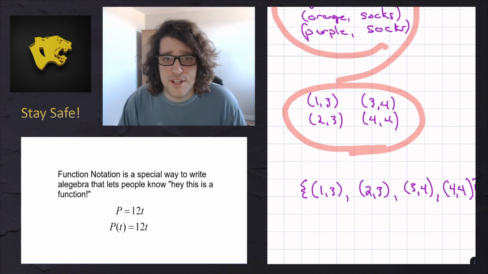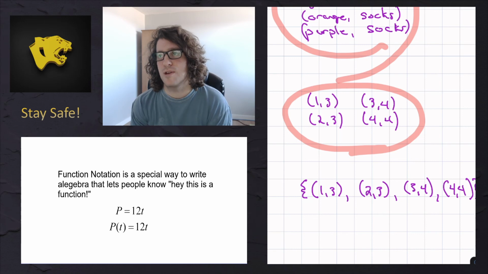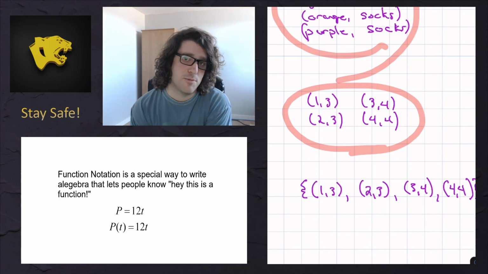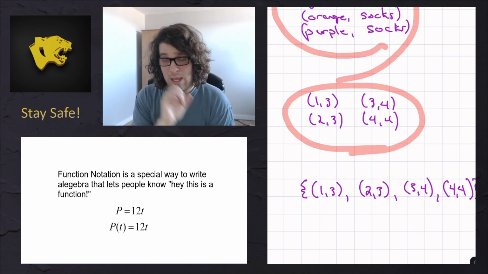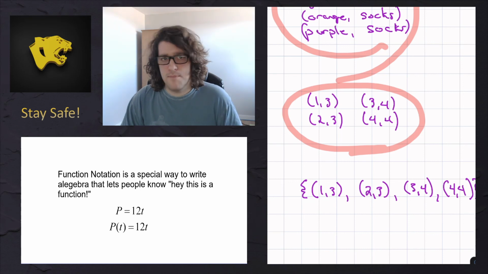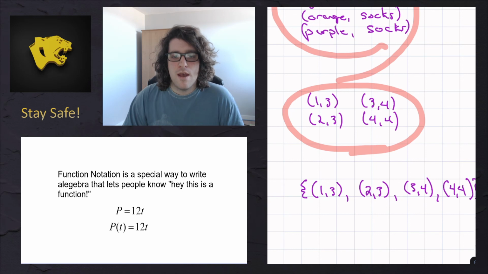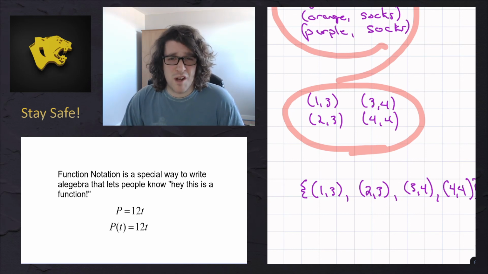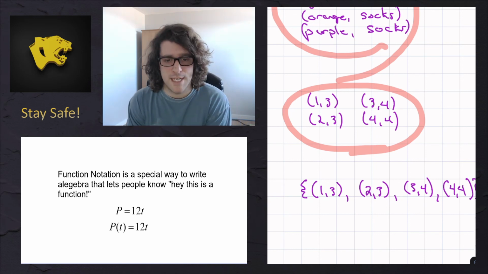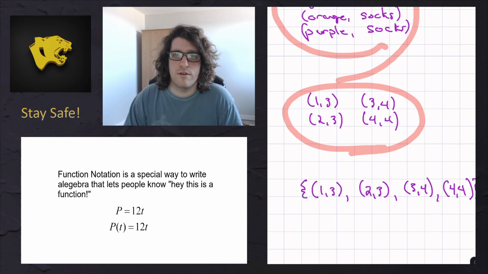So just to finish things off, a little bit of notation. Function notation is a special way to write algebra that goes along with this. Now, in the last example, if you're getting paid $12 per hour and the number of hours was T, time, and the amount of pay was P in dollars, then the pay is just equal to 12 times the number of hours that you work, so 12T. P is equal to 12T. That is probably what you would consider normal algebraic notation for that relationship.